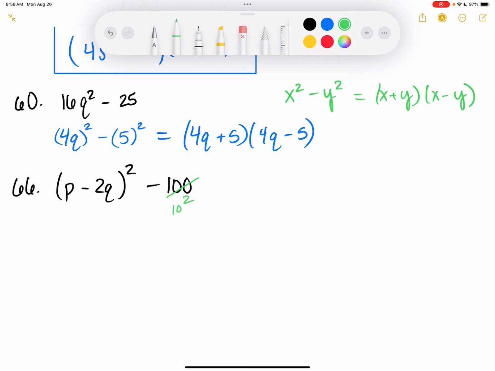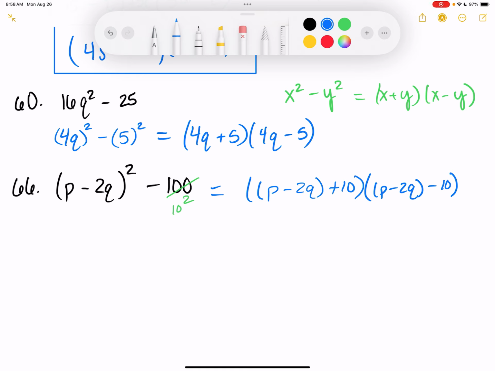And so when I write this one out in factored form, I'm going to get in parentheses, another little parentheses for the p minus 2q. Close that little parentheses, plus 10. Close the big parentheses. Another big parentheses, little parentheses, p minus 2q. And then close that one, minus 10. And so, works the same way, just looks a little different. Have y'all seen ones like that before? One has. Kind of.